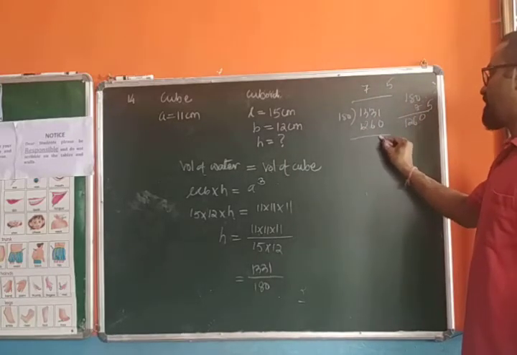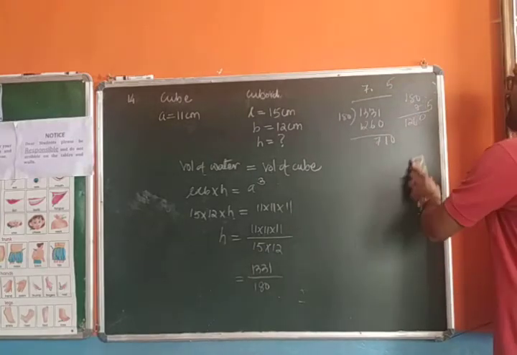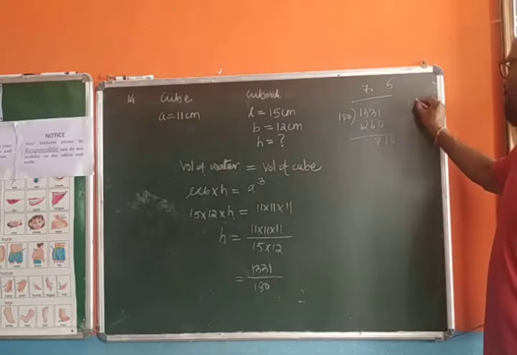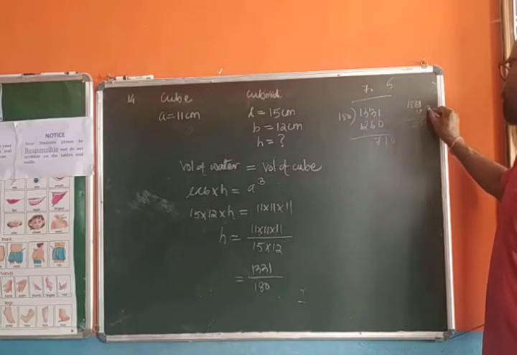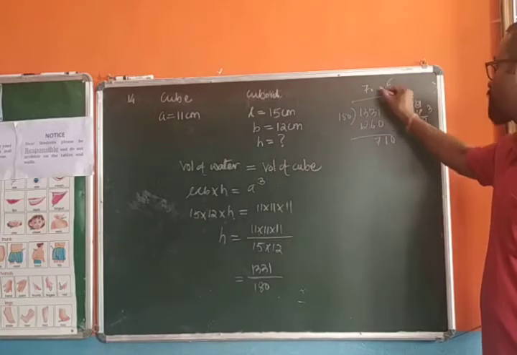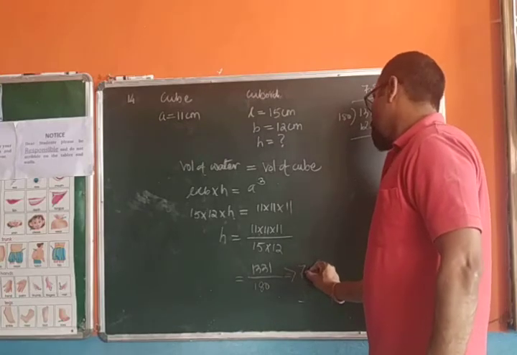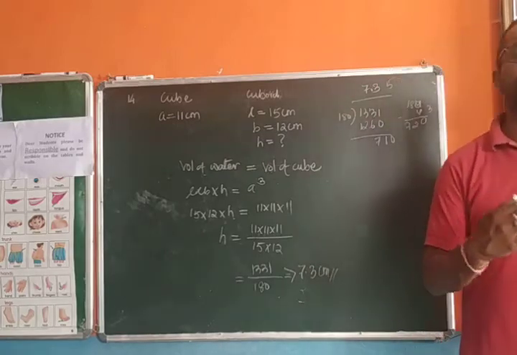Put decimal, increase 0. 18, 5 times is 90. 18, 4 times. 8 into 4 is 32, 7 is coming more, so 3 times. The value is approximately equal to 7.3 centimeter. Rise in the level of water.